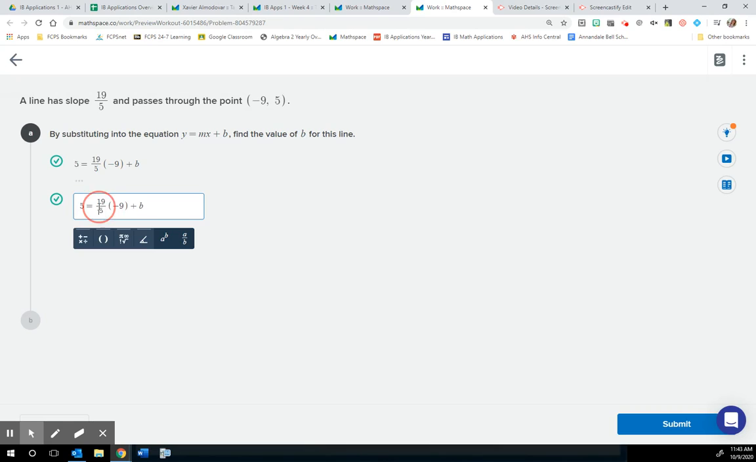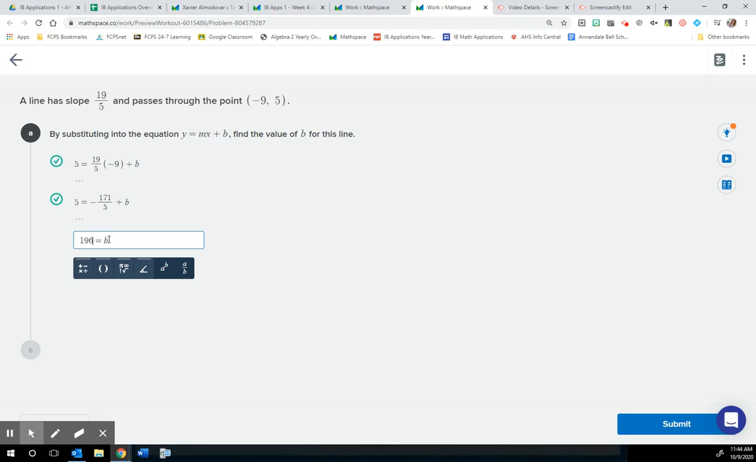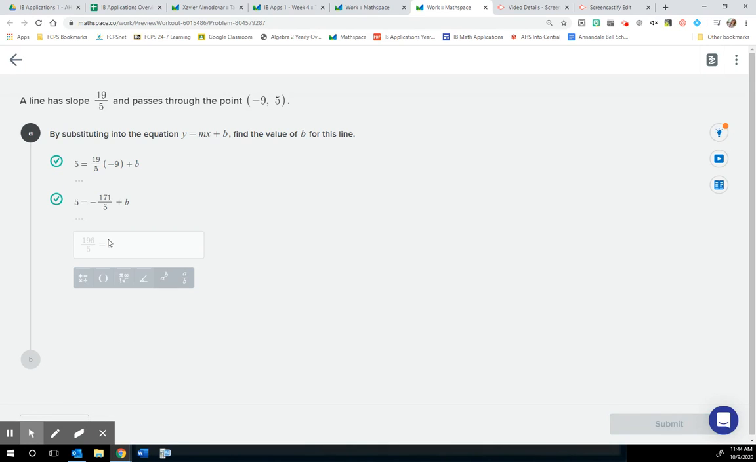To simplify this, I'm going to multiply that 19 over 5 times negative 9. And I'm going to stick with fraction form. I'm going to get negative 171 divided by 5. And if I add that to both sides, I get 196 divided by 5.